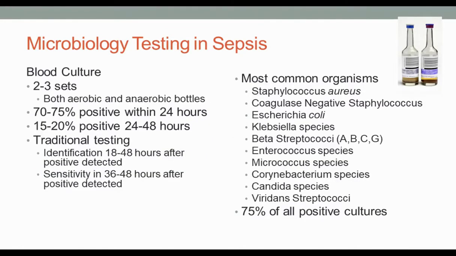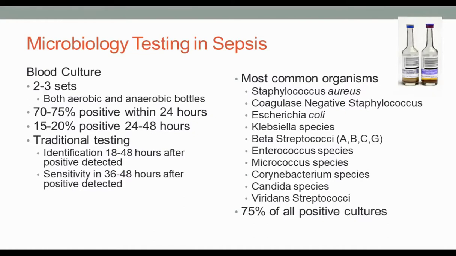Let's talk about blood cultures in more detail. Normally, 2 to 3 sets of blood cultures are drawn when sepsis is suspected, and usually includes both an aerobic and an anaerobic bottle. Within 24 hours, about 3/4 of positive blood cultures will become positive. Another 15 to 20% will become positive within 24 to 48 hours.